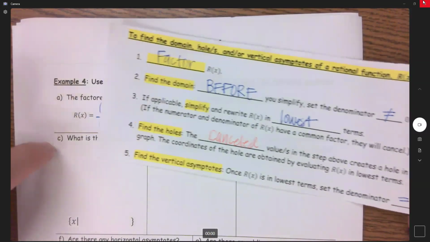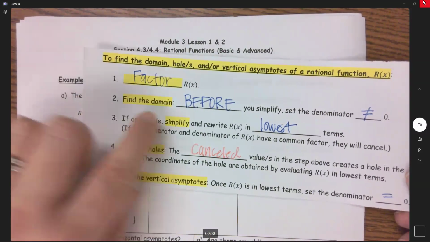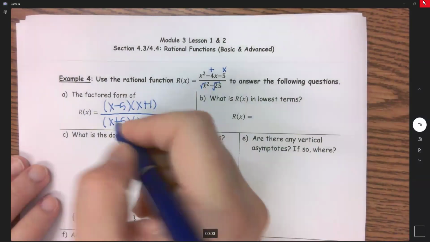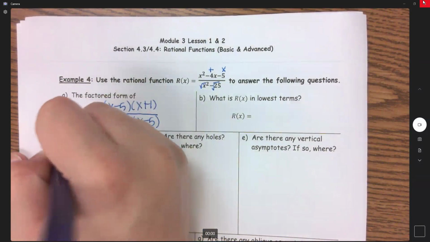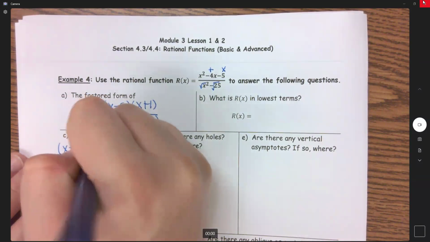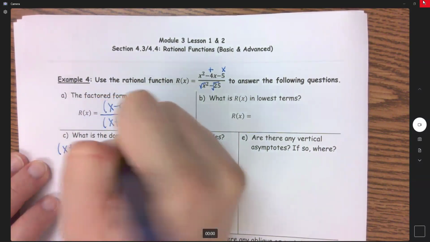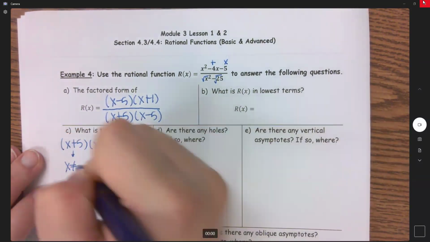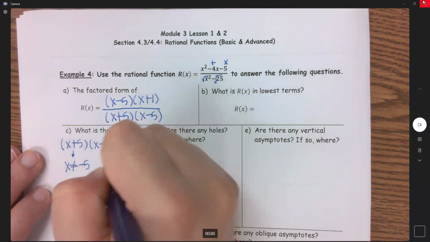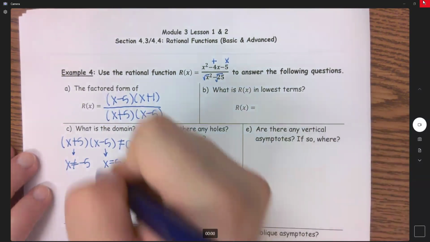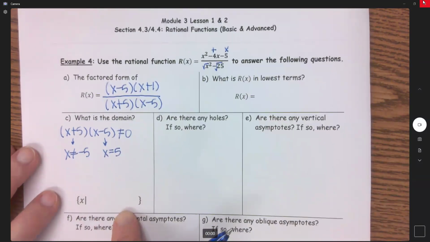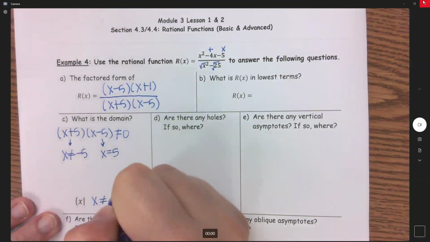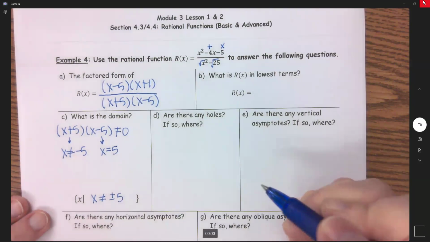Okay, now I'm actually going to jump down here to E because it says find the domain. Before you simplify, set the denominator to not equal 0. So my denominator here, x plus 5, x minus 5 not equal to 0, which means here we get that x cannot equal -5, and here we get that x cannot equal 5. So what is my domain? My domain is the set of all x such that x cannot equal plus or minus 5.